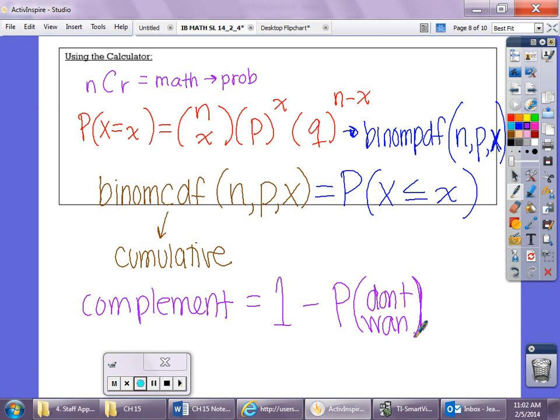So if you look at what's given here, you want to be really careful, because if I ask you for the probability of more than, so a greater than or equal to, I'm going to leave that on you to figure out how to make it work using binomial PDF or CDF. And that should be everything.